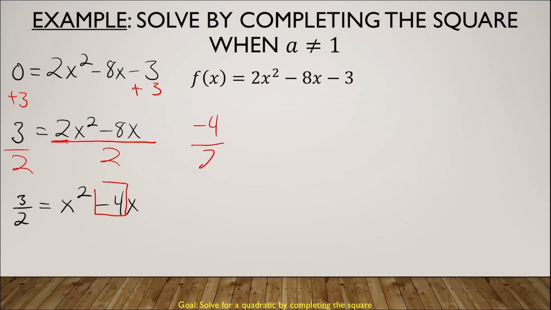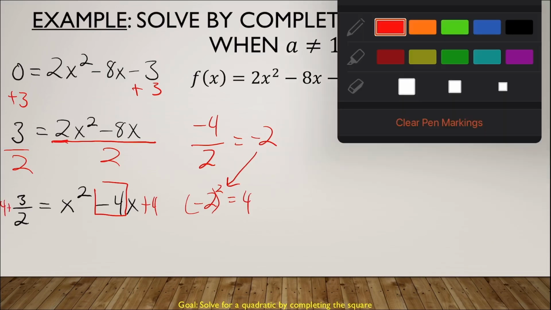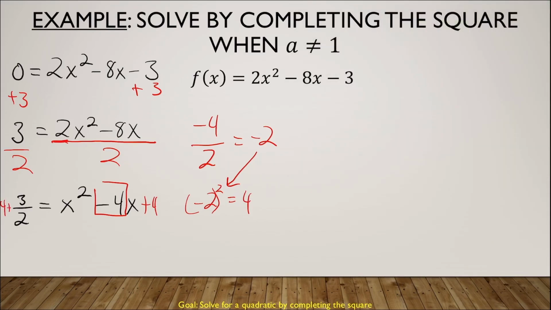So I'm going to take negative 4 divided by 2. That negative 2 comes down. I square it. I get a positive 4. And we're going to add that 4 to both sides. I'm going to convert this into fractions so I can combine these fractions. So I get 8 halves plus 3 halves equals x squared minus 4x plus 4.